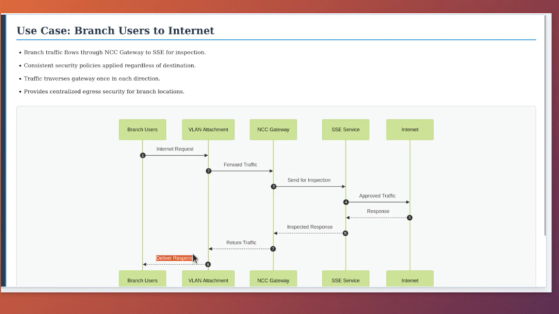This architecture ensures that all branch Internet traffic is secured through your secure service edge provider regardless of the destination. The branch users get consistent security protection as if they were connecting through a corporate data center, but with the performance benefits of Google Cloud's global network.